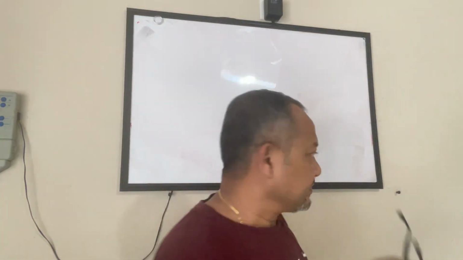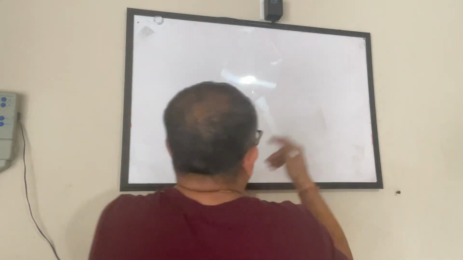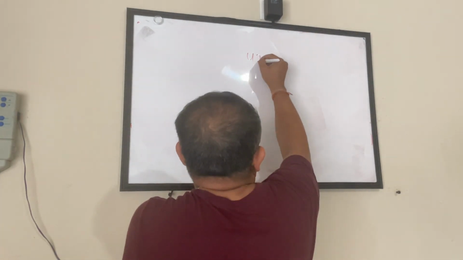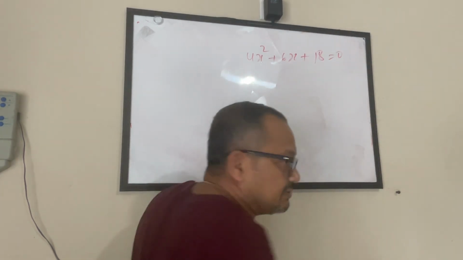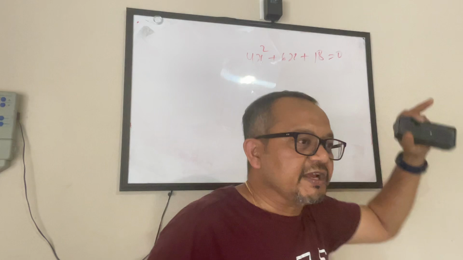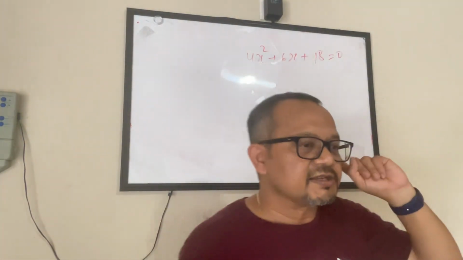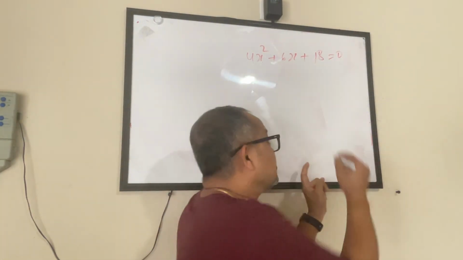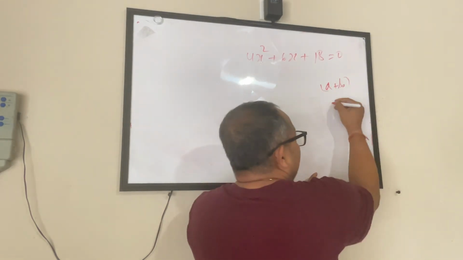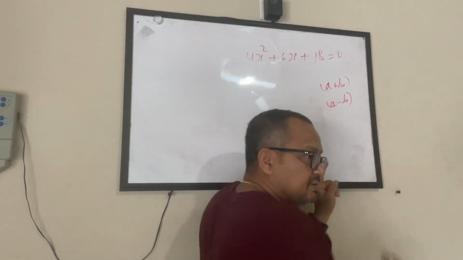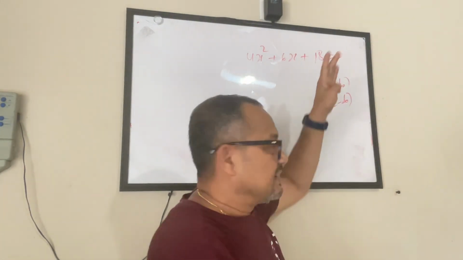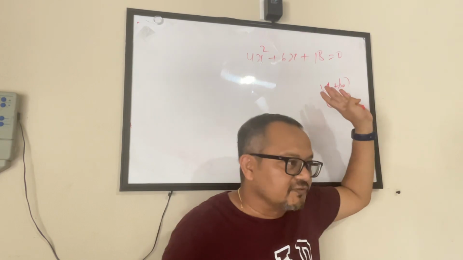So what was the next one? Understanding the quadratic formula to solve equations. Let's say I have a quadratic equation, 4x squared plus 6x plus 18 equals 0, and you have to solve for x. You know that there are two ways. One way is you try converting that into (a plus b) or (a minus b) form, and then find out the possible values.